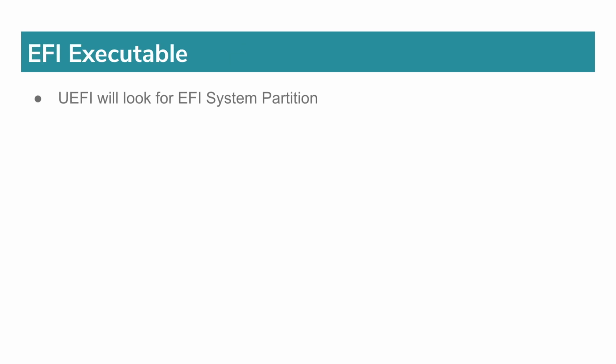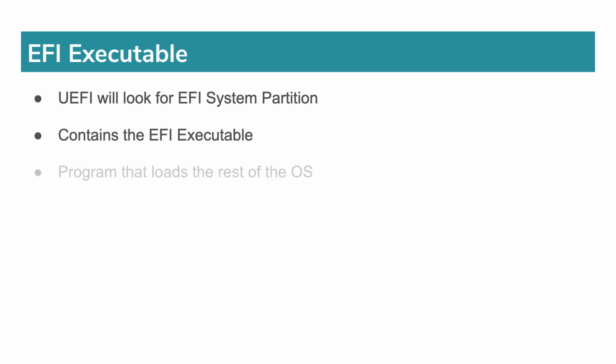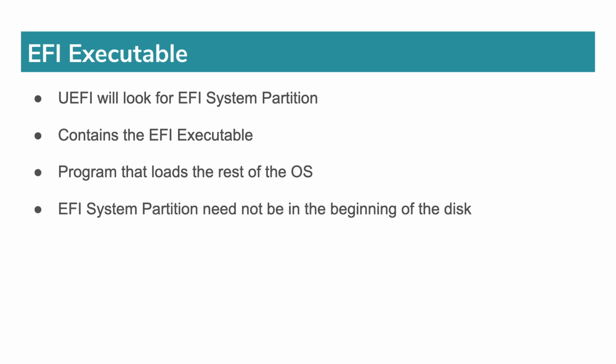The UEFI, however, looks for an EFI system partition. This partition contains the EFI executable, again a program that loads the rest of the OS. The difference between the EFI system partition and MBR is that the EFI system partition need not be in the beginning of the disk, it can be anywhere. In both the scenarios, if there is no boot device, the boot process fails.